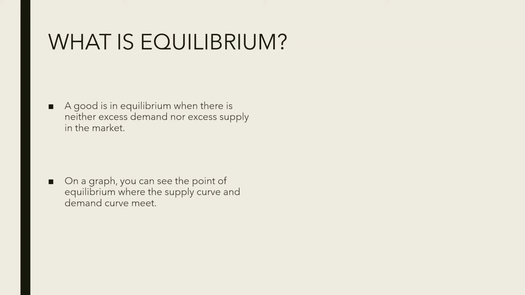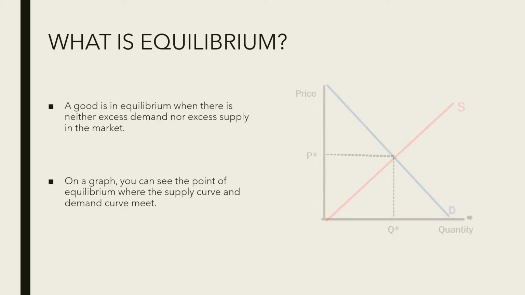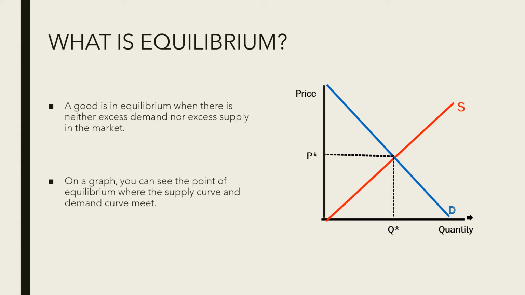You can very easily see the equilibrium point on a graph, and it makes it much easier to visualize and understand. It is where the supply and the demand curve meet each other and overlap. As you can see here on this graph, the supply is in red and the demand in blue. The point where they meet is called the equilibrium point. And at this place, there is neither any excess demand nor any excess supply. In fact, the demand is perfectly met by the supply.